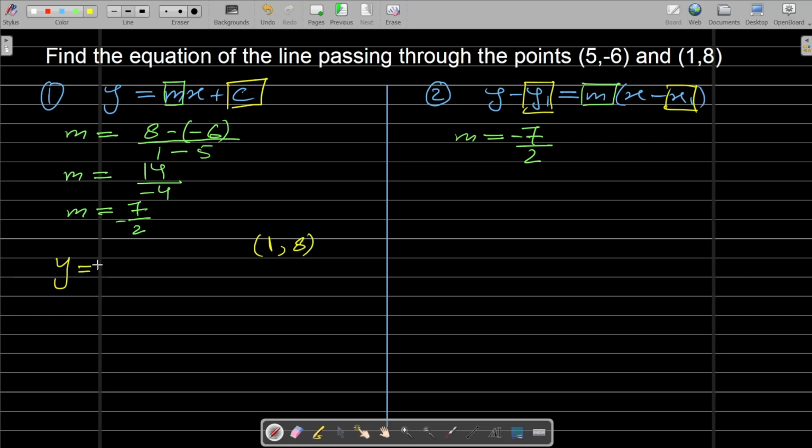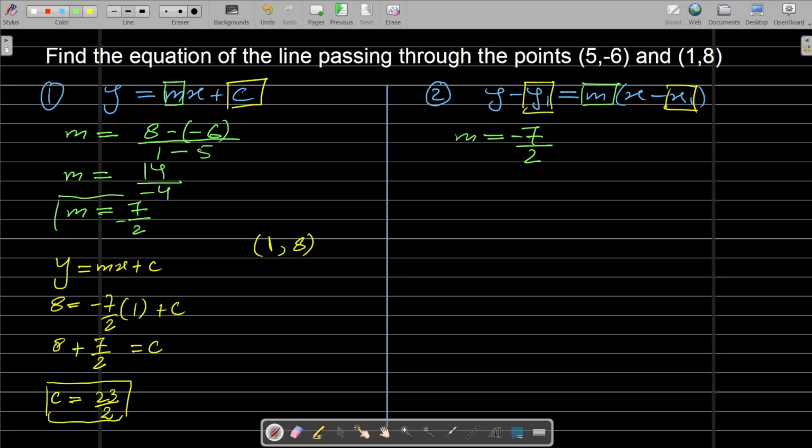So y is equal to mx plus c. The value of y is 8. The value of m is negative 7 by 2. The value of x is 1, plus c. Now all you can do is just take this thing on the left hand side. So this becomes 8 plus 7 by 2 equal to c, and the value of c then turns out to be 23 over 2. So this is my value of c, and this is the value of m.